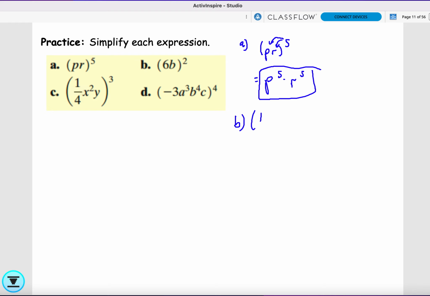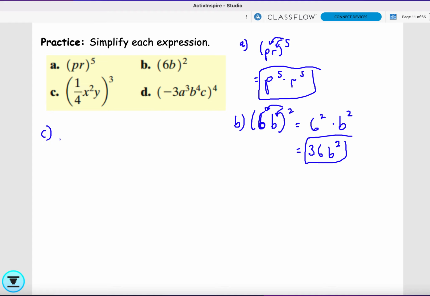B, we get 6B squared. So then the 2 goes to the 6 and to the B. So then we get 6 squared times B squared. Well, 6 squared is just 36. Bring down the B squared, and we're done there.